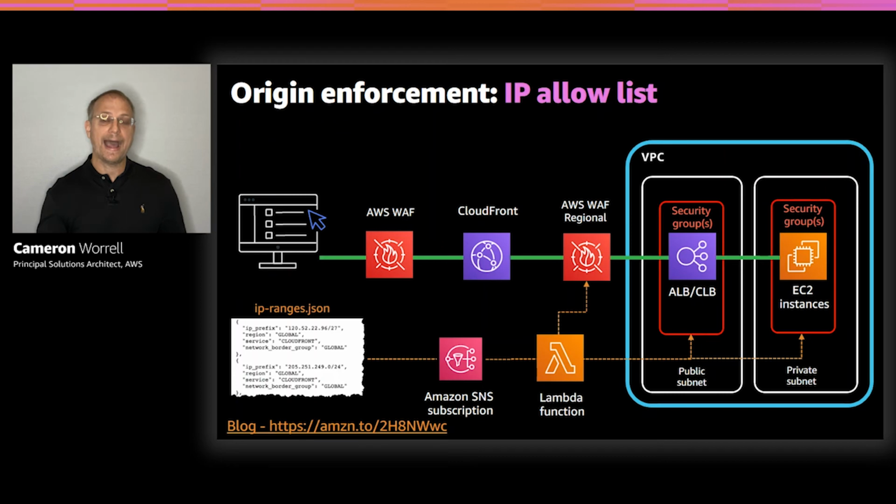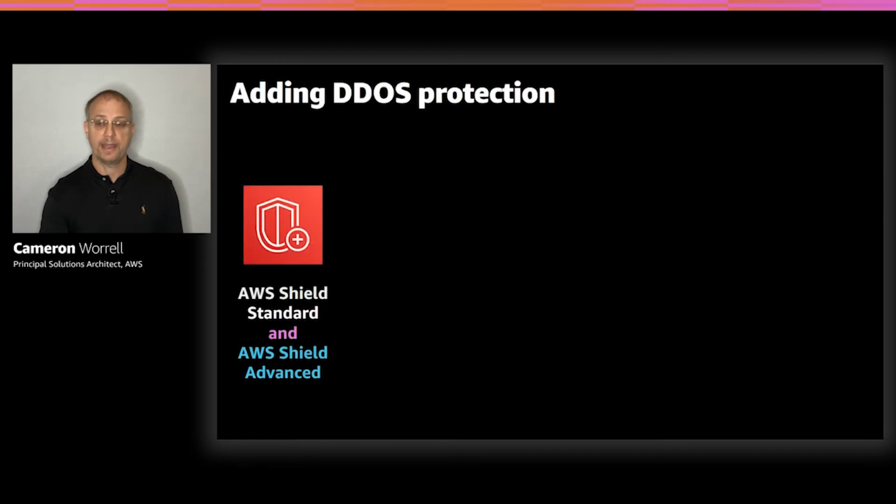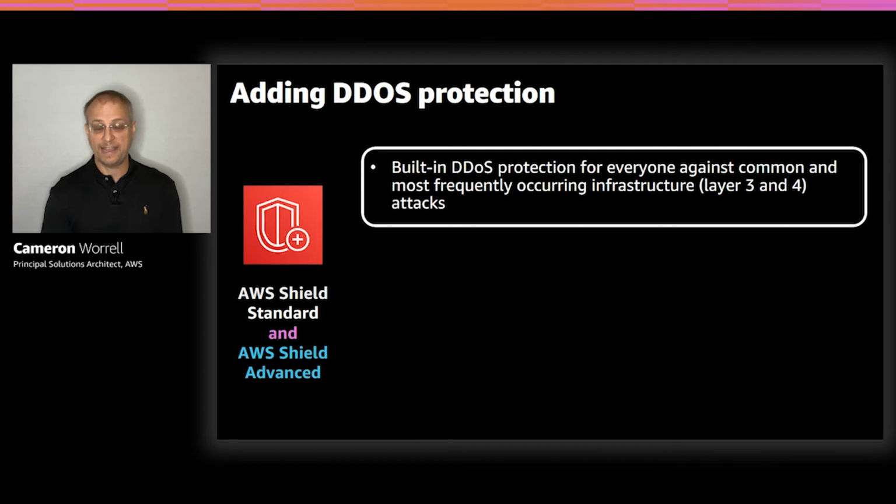All right, so now that we've added our origin protection and enforcement, we want to think about what if we want to protect our site from DDoS threats. That's when AWS Shield and Shield Advanced come in. Shield comes in 2 tiers: standard as well as advanced. Standard is included with the AWS platform. It's designed to protect against common layer 3 and 4 attacks.